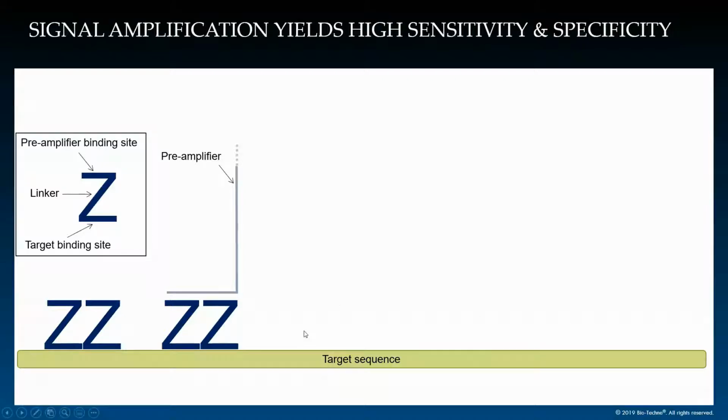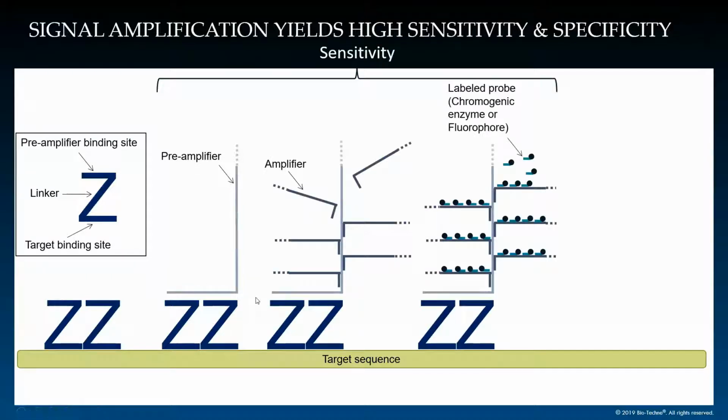Once the Z pair is bound, we have the preamplifier molecule that comes and binds onto the pair of Z's. Then you have your amplifier, and then you have your labeled probes. Now, these can either be chromogenic or fluorescent based on the assay of interest. This amplification strategy ensures a high level of sensitivity, allowing detection of even the most low expressing targets.